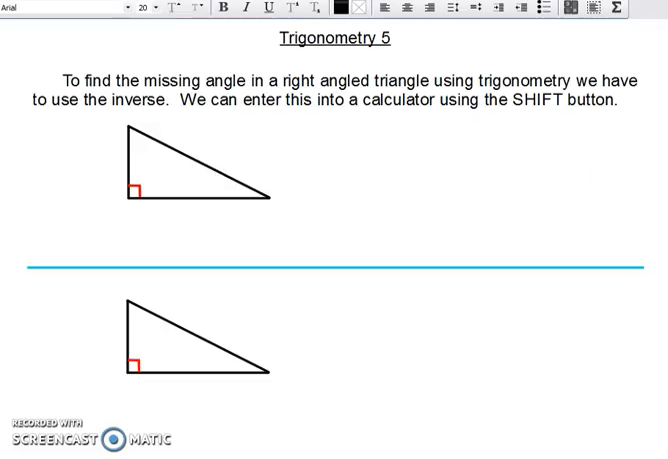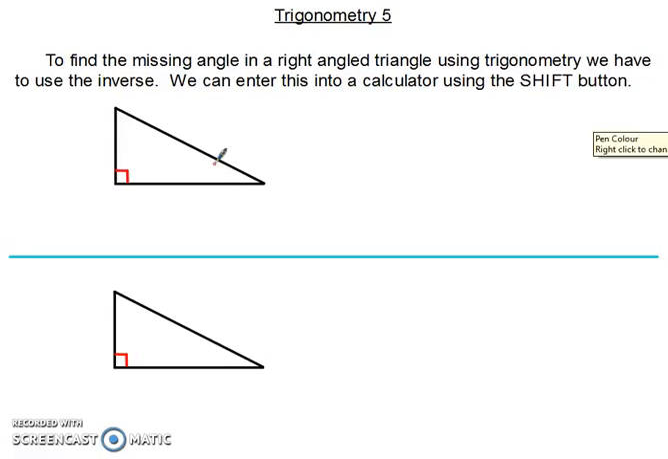Now, in this triangle here, we're trying to find this angle, theta. It's the Greek letter we use for an unknown angle, nothing scary about it. It's just the same as any normal letter, guys. Okay then, so we'll say this side here is 10 centimeters, and this top side here is 14 centimeters.